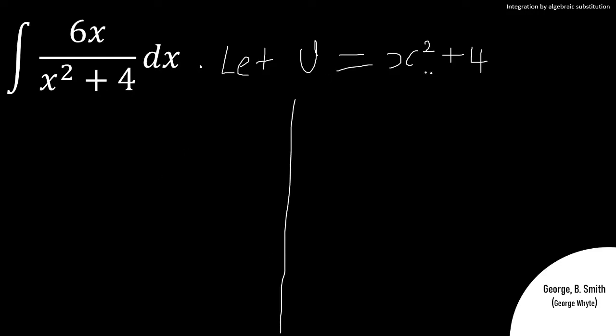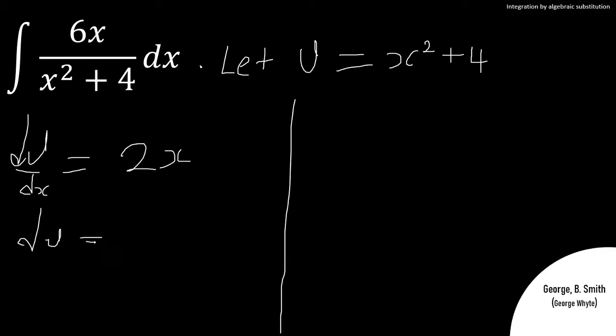If I differentiate u with respect to x, differentiating x squared plus 4, what you're going to get is 2x. So you have du/dx equal to 2x. Now you cross multiply, and you're going to have du equal to 2x dx.